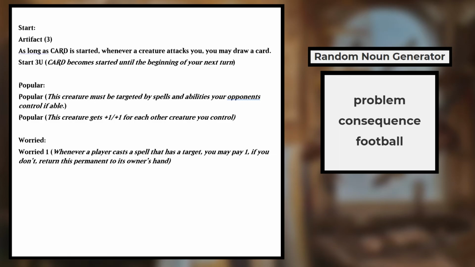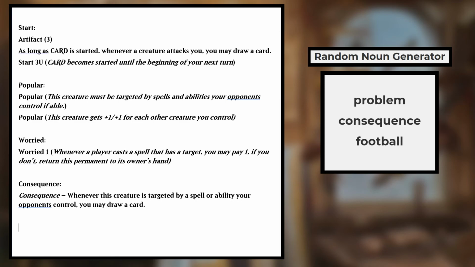Consequence, that could be a very generic term for whenever an opponent targets your creature. Yeah, why don't we do that? Okay, here's a very basic look at it. Consequence, whenever this creature is targeted by a spell or ability your opponents control, you may draw a card. So that first part, up until the comma, would be standard on every single consequence card. But after that could be different for every single card. So that's one way we could do that.